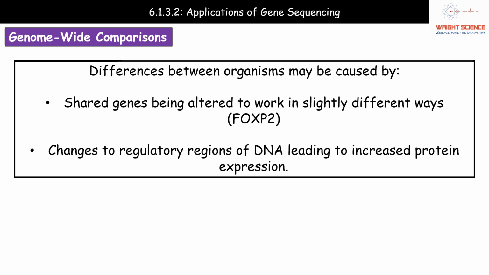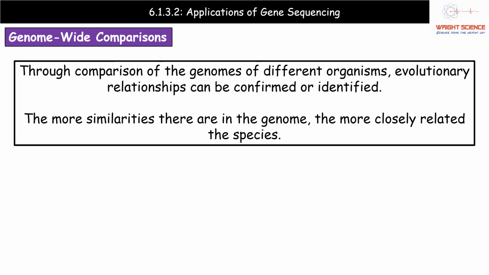In terms of what causes these differences between the different organisms, then those shared genes may have been altered to work in slightly different ways. And FOXP2 is a great example of this, because we obviously have the wide range of speech that we do, whereas mice don't. We may also see changes to the regulatory regions of the DNA, and as a result of those regulatory region changes, we might see increased protein expression, because if we're altering the regulatory region, we're going to change how much of that particular gene is expressed, and therefore the amount of protein that we will generate.